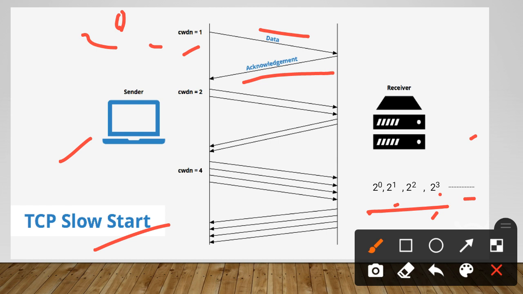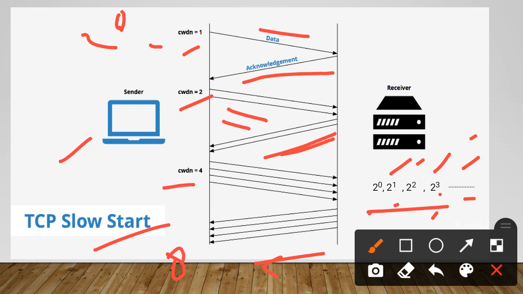That is why one packet will be sent. After that, 2 raised to 1 means 2. That is why the congestion window is 2, so 2 segments of the data will be sent from sender to receiver, and the receiver will acknowledge the two data. After that, the congestion window is 2 raised to 2, which means 4, so 4 segments of the data will be sent from sender to receiver, and the acknowledgement will be received from the receiver as 4 data. After that, the congestion window is 2 raised to 3, which means 8. So 8 data will be sent from sender to receiver, and the receiver will acknowledge those 8.